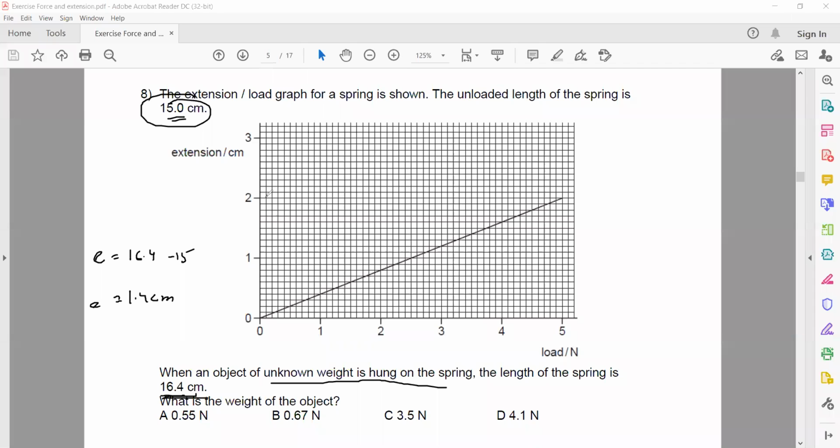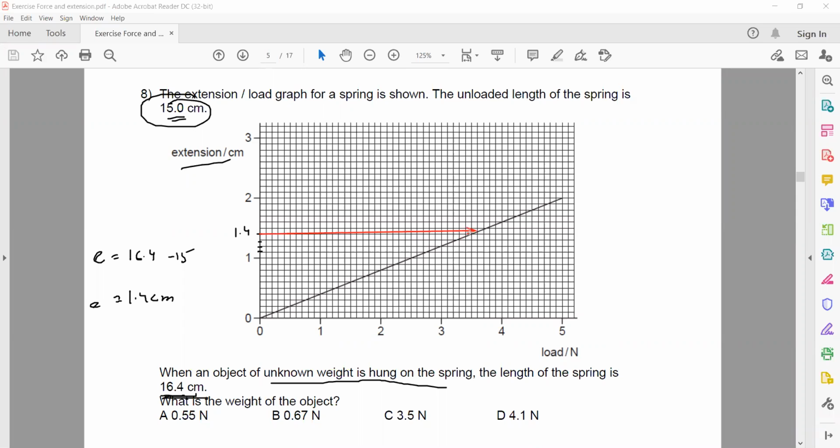Now we have to use the graph to find the weight, because on the y axis we have extension. Each box is representing 0.1. So this is 1.1, 1.2, 1.3 and 1.4. So this is 1.4 extension. So when the extension is 1.4, we want to find the weight.